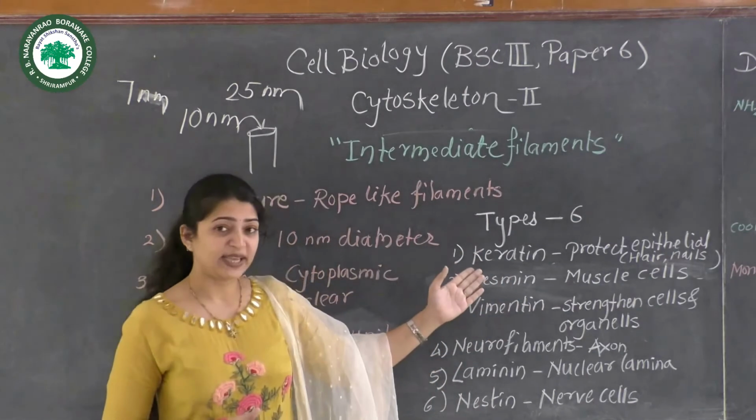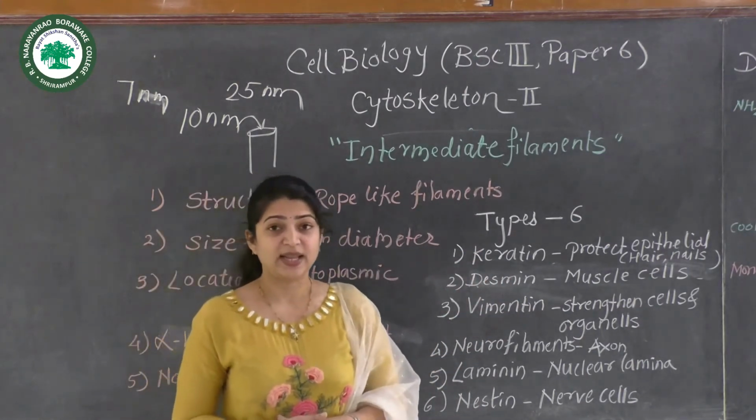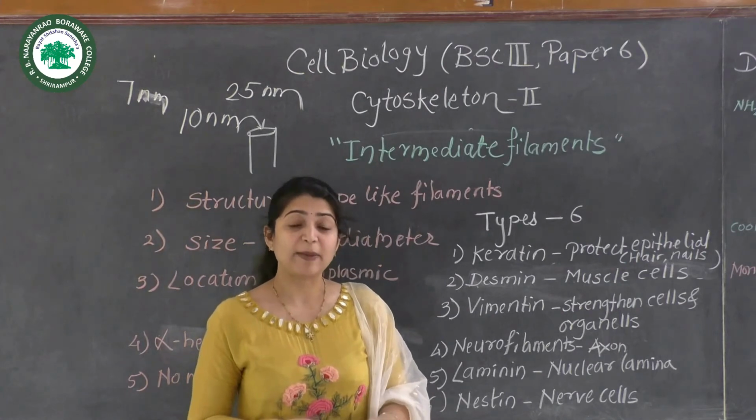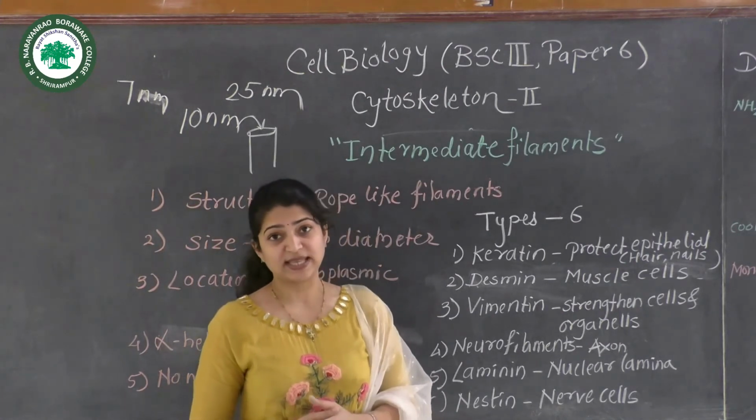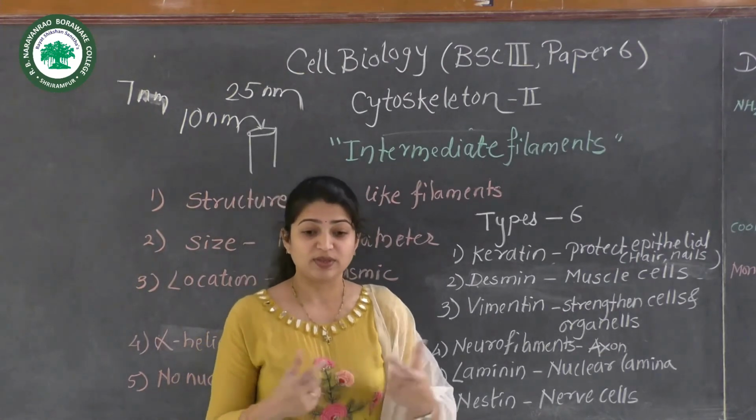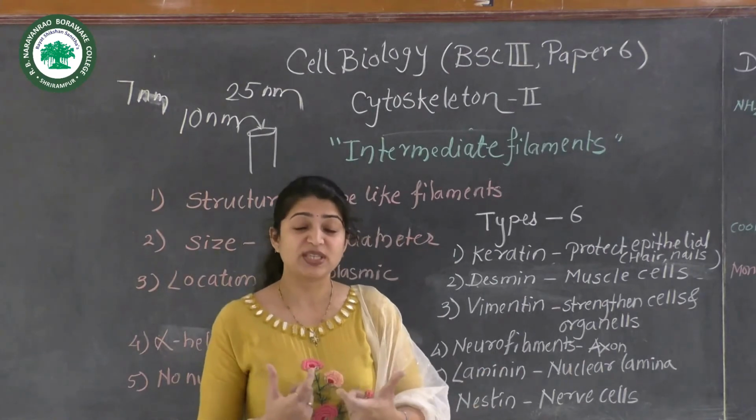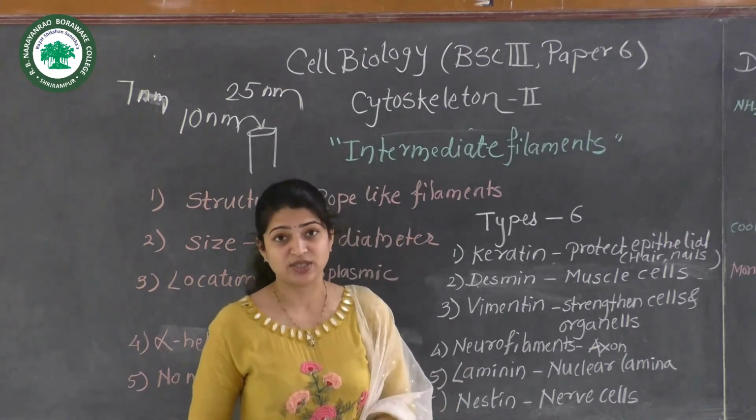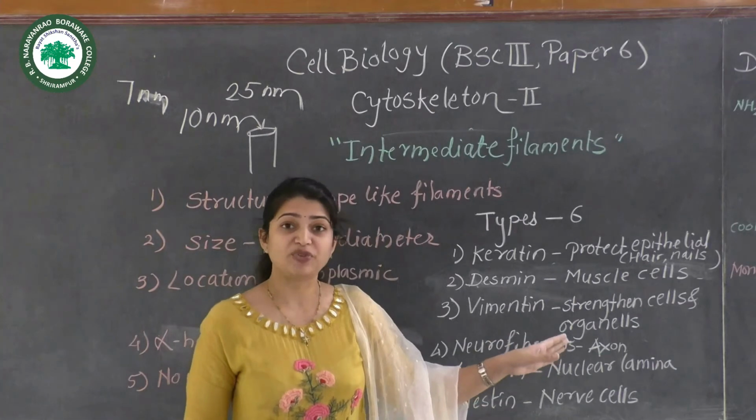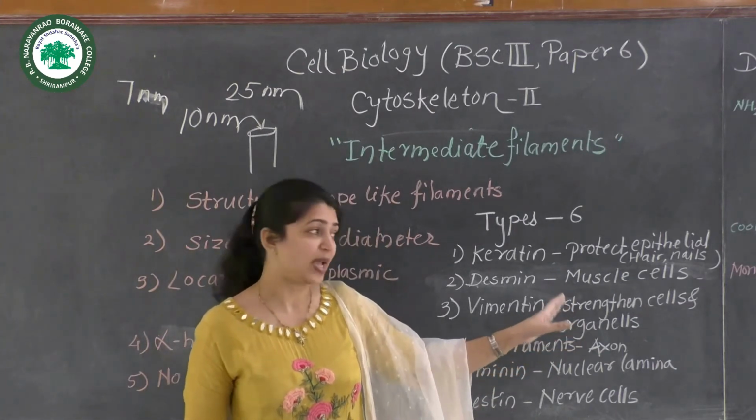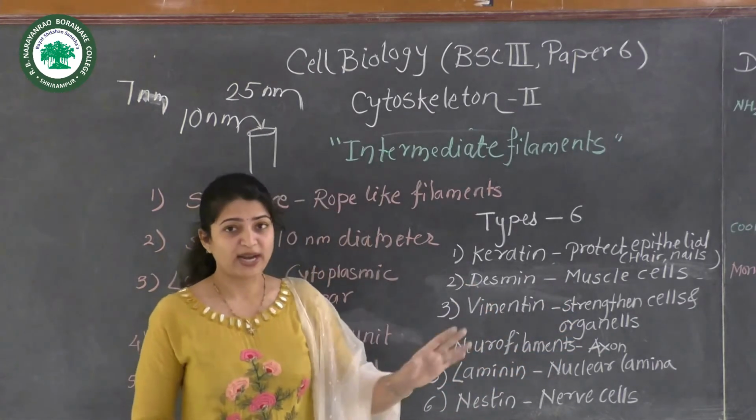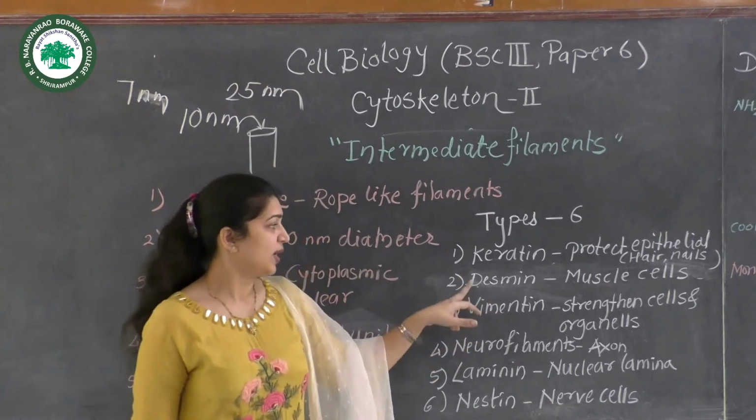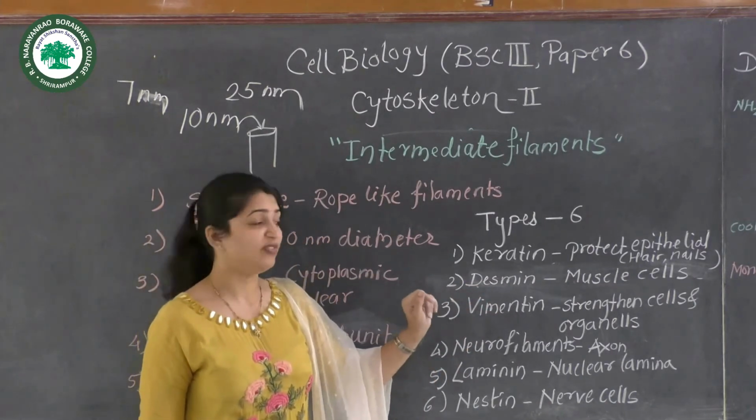Next, after keratin, there is desmin. Desmin intermediate filaments are present in the muscle cells, where the process called contraction and relaxation takes place. Along with the microfilaments, intermediate filaments also help a lot in the contraction and relaxation process, with the help of desmin filaments.